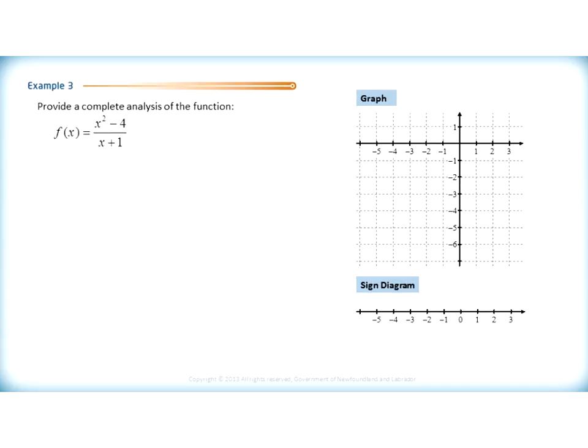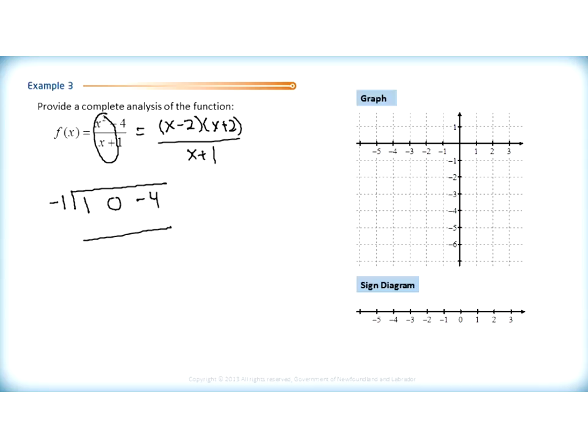Provide a complete analysis for this function. So let's see how quickly we can get this done now. x minus 2 by x plus 2. Nothing's going to cancel out here because we just have an x plus 1 in the denominator. So important points. We're not going to have a horizontal asymptote here because that degree is bigger. We're going to have an oblique asymptote. So I'm going to have to take negative 1 and divide it into positive 1, 0, negative 4 to figure out where that oblique asymptote is.